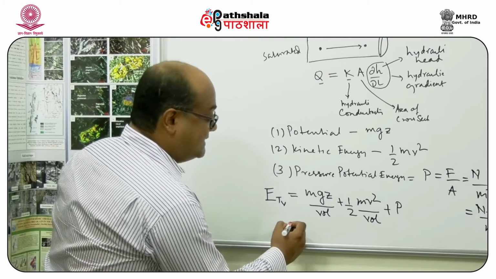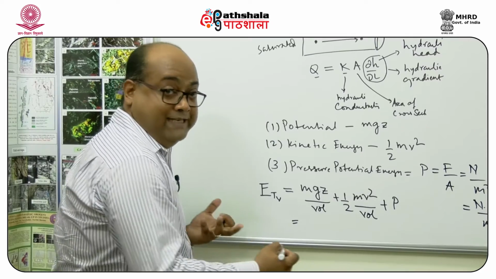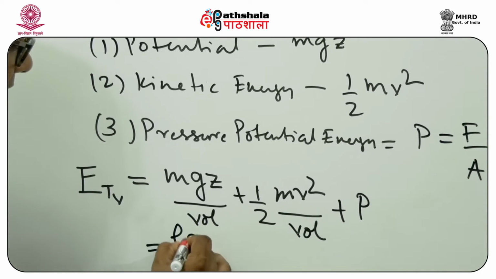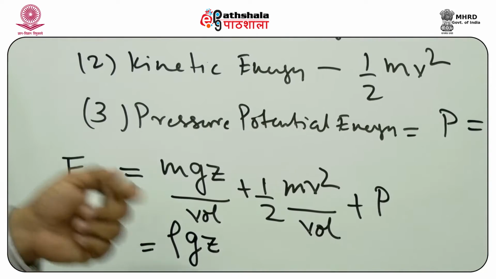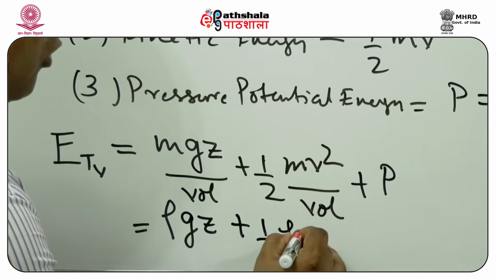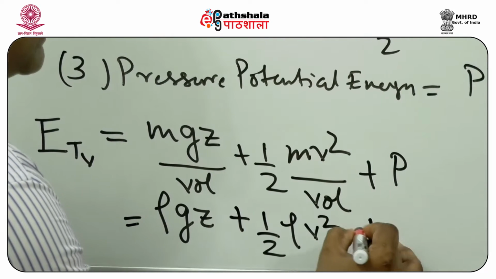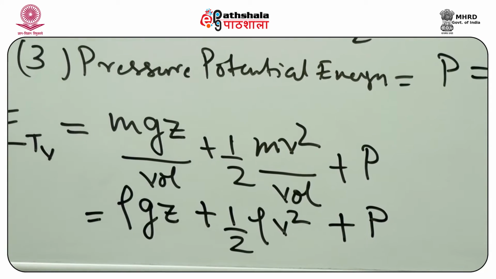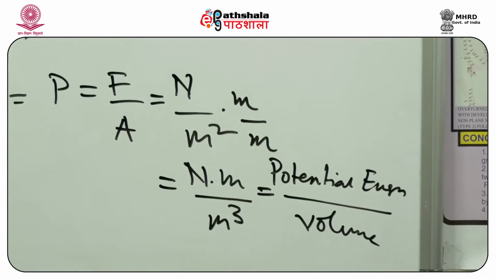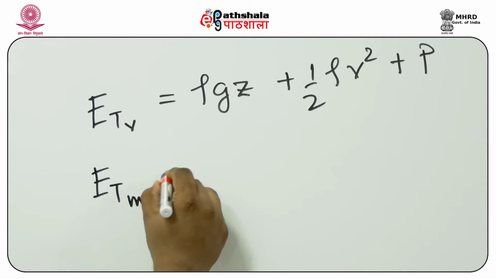Now I can simplify this equation. Mass divided by volume is density, which I represent by rho, the standard symbol for density. Then g is the gravitational acceleration, h is the altitude or elevation, plus half rho v square. Why rho? Because mass divided by volume is density. Plus I write P, which is the total potential energy per unit volume. Now from this equation I want to write the equation for total mechanical energy per unit mass.